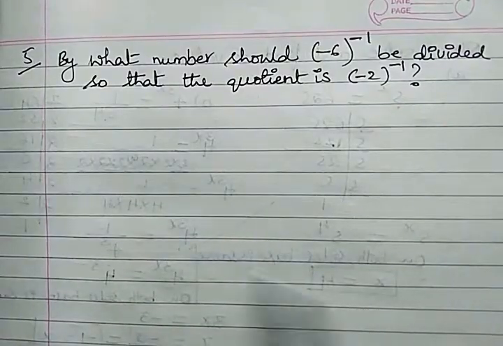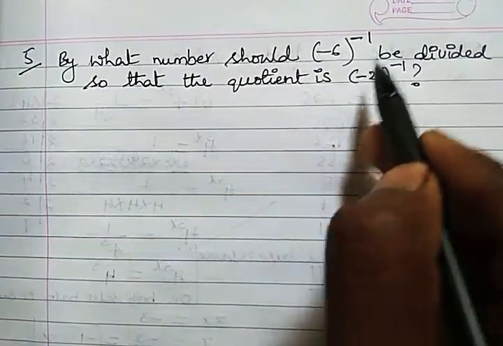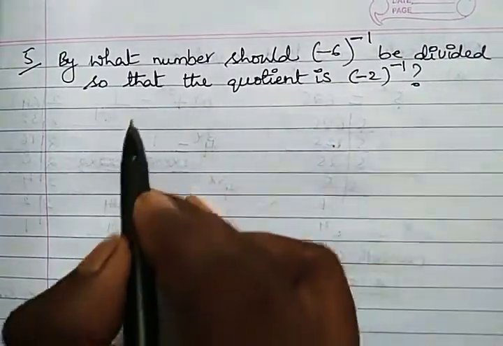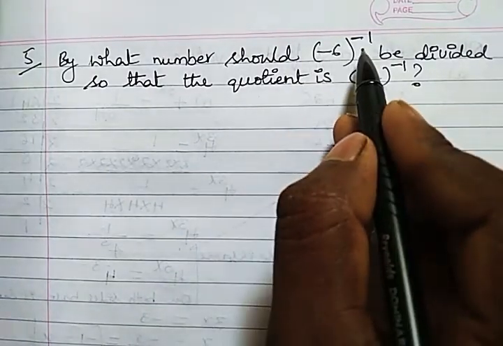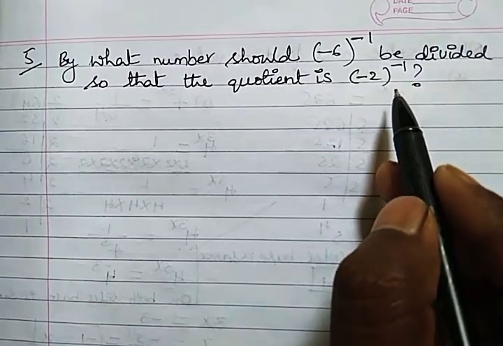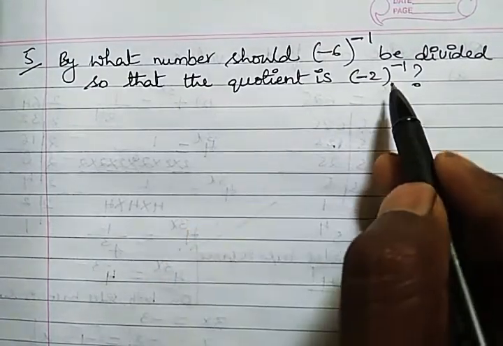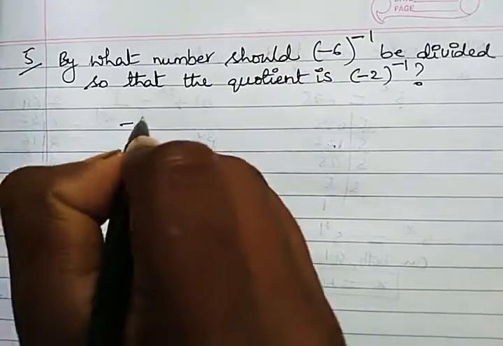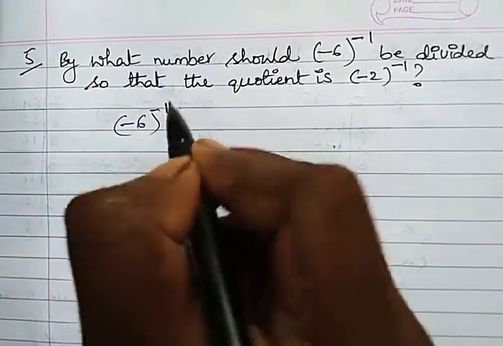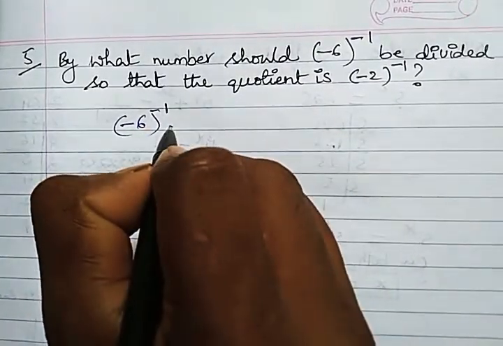Now question number 5. By what number should minus 6 power minus 1 be divided so that the quotient is minus 2 power minus 1? Minus 6 power minus 1 ko kis number se divide karna hai taaki quotient jo aayega minus 2 power minus 1 aana hai, yaani ki minus 6 power minus 1 divide karna hai.